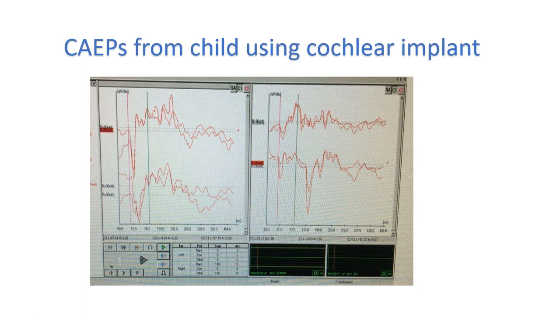So that is in brief about reducing artifacts, or what we can do to get good cortical evoked potentials.